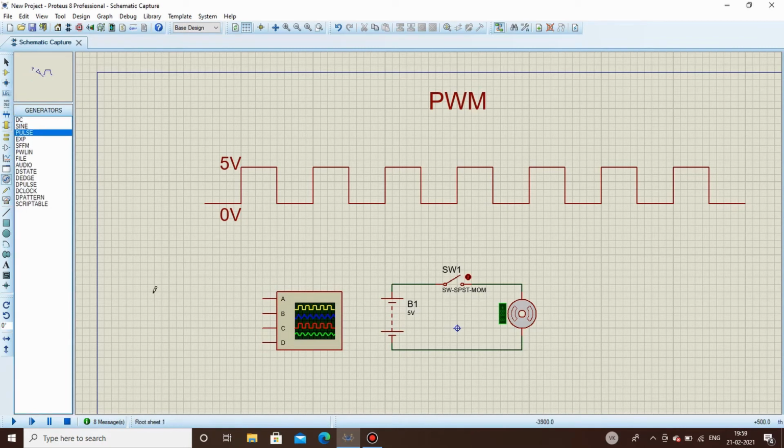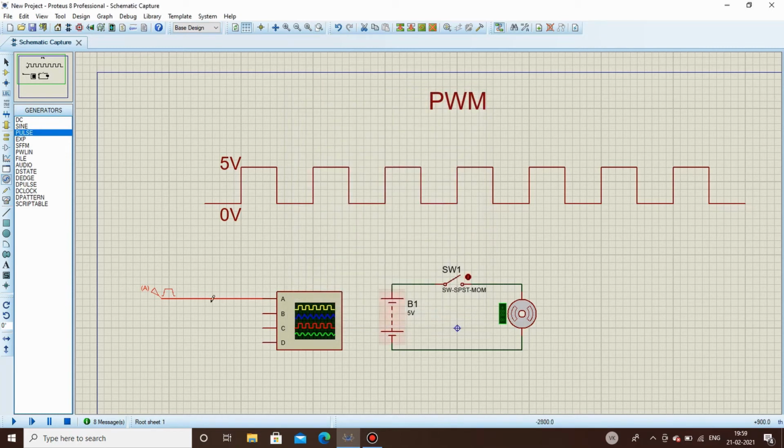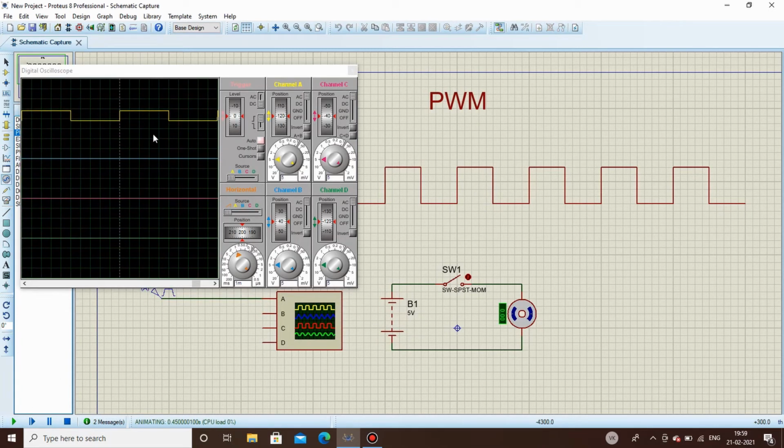And this generator, and here I'll keep the high voltage as 5, and right now it's 50%, and the frequency I'll keep at 100 hertz. Let's check the output. See, if you see the time period of your wave as this T, then your signal is on for half of the time and off for half of the time. So this is what 50% duty cycle means.